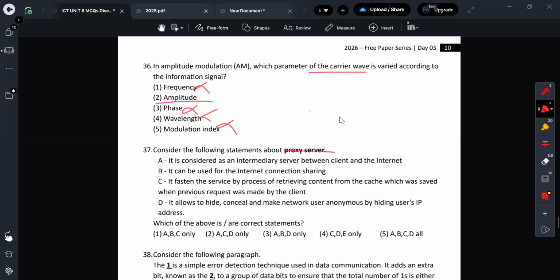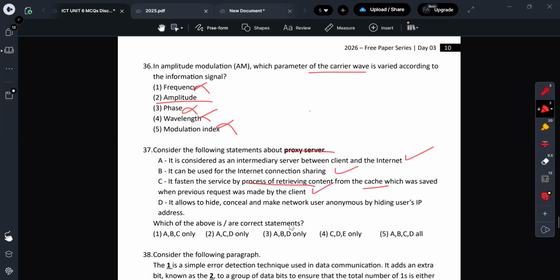Now, next they are asking about proxy server. It is considered as an intermediate server between client and the internet. Yes, it is correct. It acts as a gateway between a local network client and the internet. It can be used for internet connection sharing. Yes, it allows multiple devices on a local network to share a single internet connection. It speeds up the service by retrieving content from the cache, which was saved when a previous request was made by the client. Yes, it caches frequently accessed web pages to speed up requests and save bandwidth.